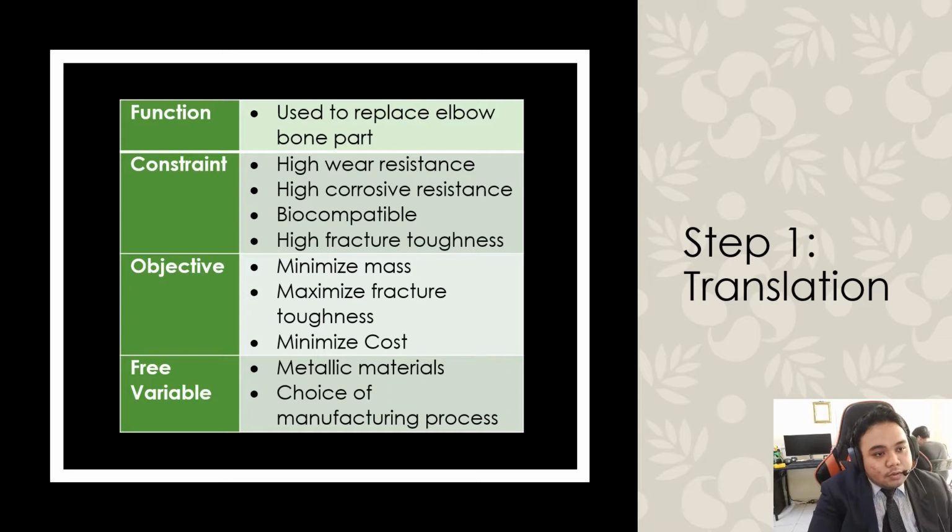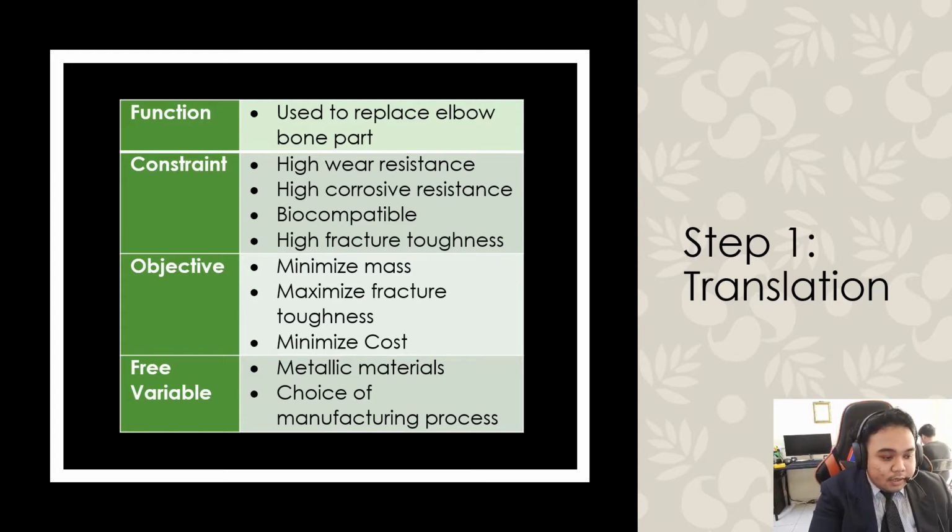The function is to replace part of the elbow bone. The constraints are high wear resistance, high corrosion resistance, biocompatibility, and high fracture toughness. The objectives are to minimize the mass, maximize the fracture toughness, and minimize the cost. The free variables are the metallic materials, the choice of manufacturing process, and of course the choice of materials.